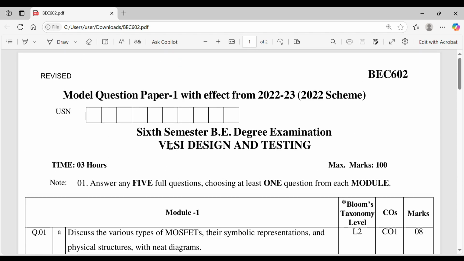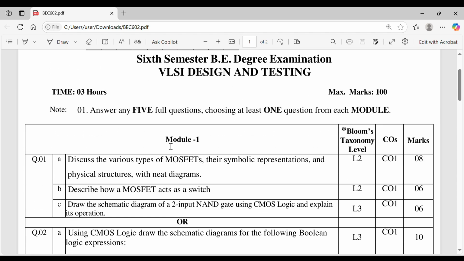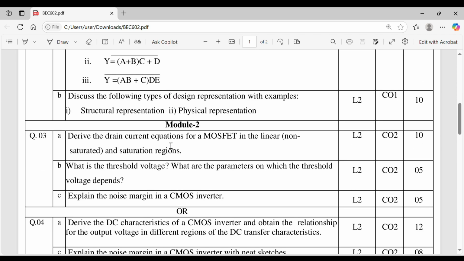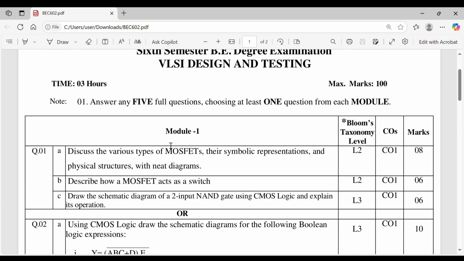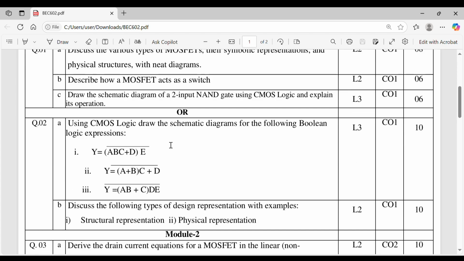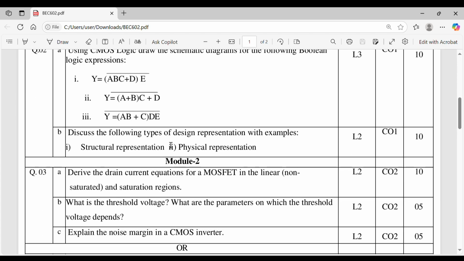So I have told some of the important questions from this model question paper. So make sure you read all those and prepare well for the exam. So in next video we will be covering all the answers for all these model paper questions.